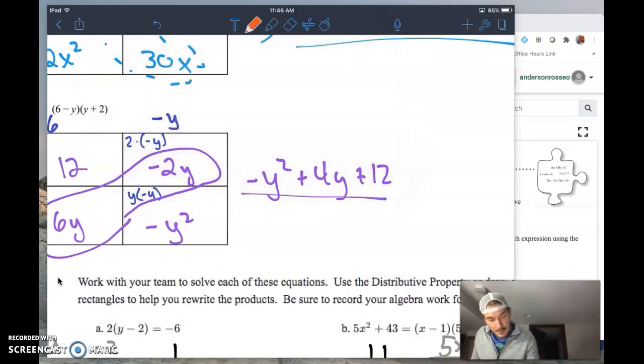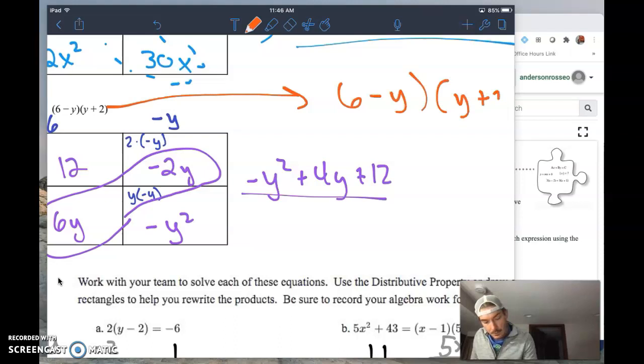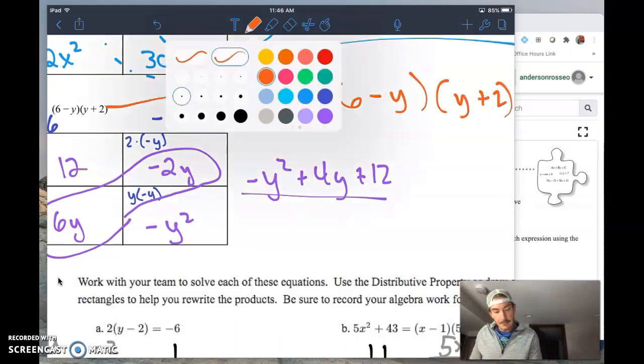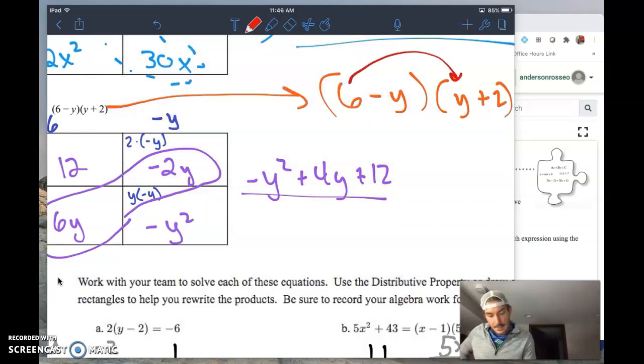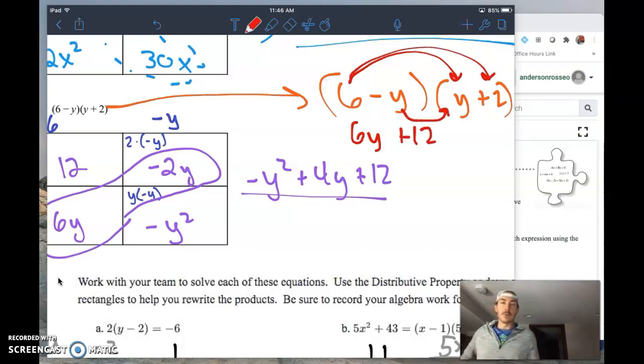So let me just show you one of these. We know what answer we should come up with. I've got 6 minus y times y plus 2. The distributive property is just a fancy FOIL. In this case, we're going to multiply that first term. Y times 6 is 6y. Y times 2 is 12. The inner, I'm sorry, FOIL. I said it. I didn't explain what it was.